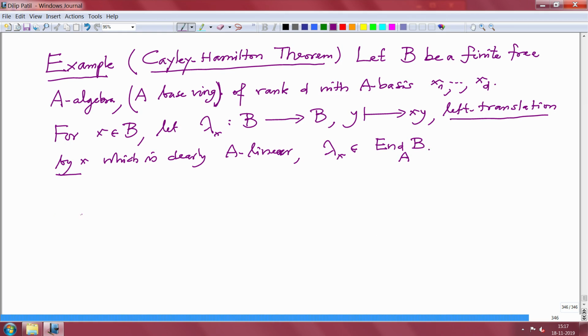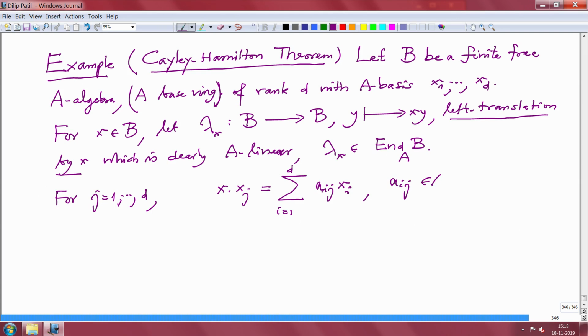So for j equal to 1 to d, x times xj is also an element in B. And B has this basis, so this element we write in the form of a linear combination of xi's, i from 1 to d, where these aij's are elements in the ring A, and these aij's are defined for 1 less than or equal to i, j less than or equal to d.